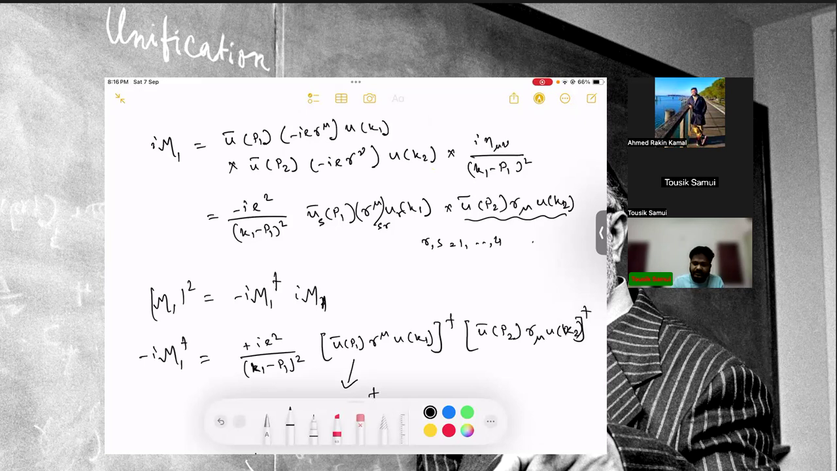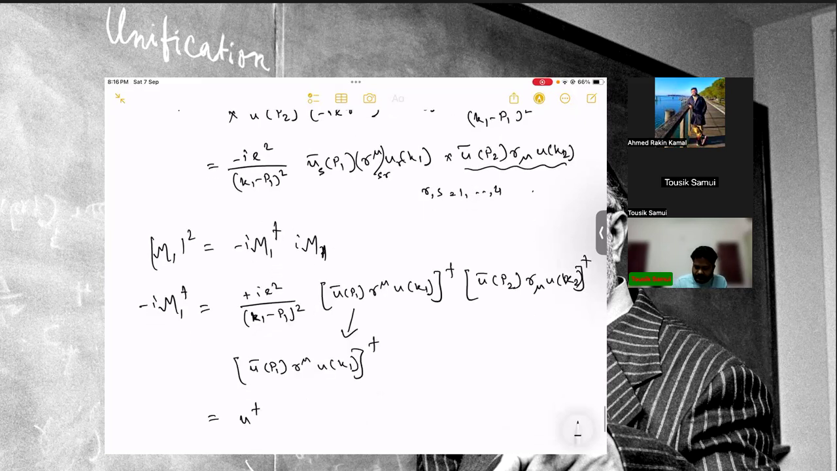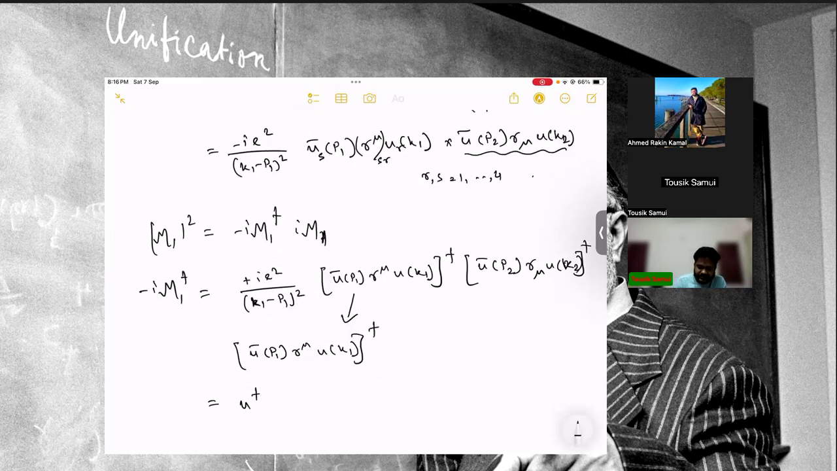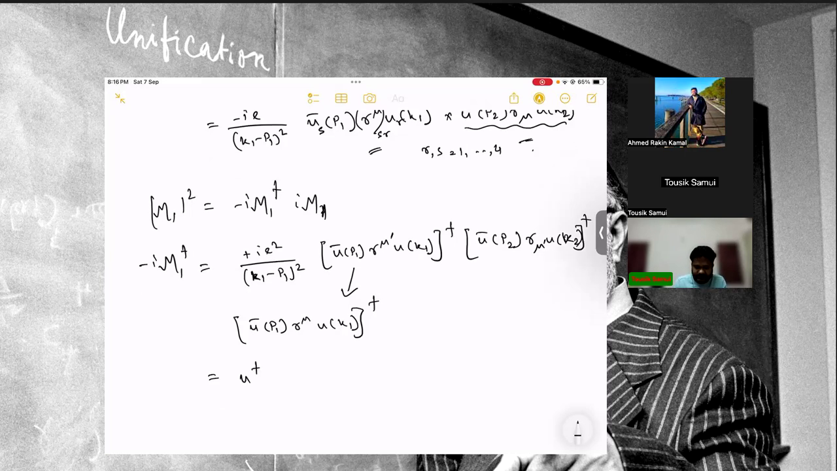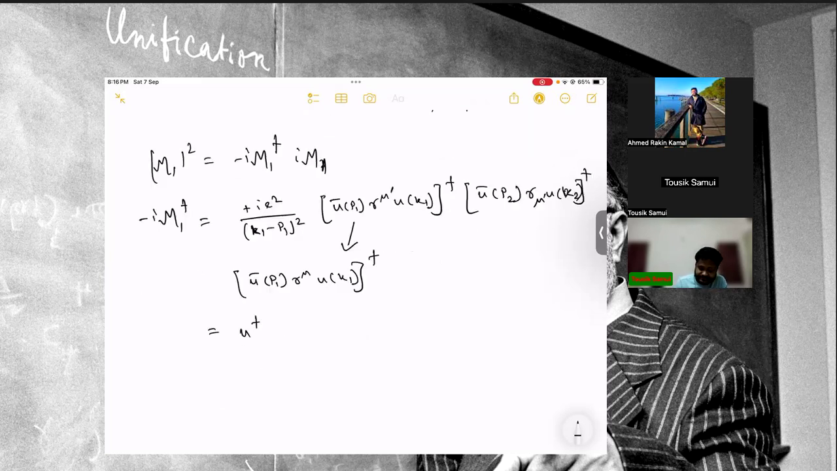Eta mu nu has been contracted out. It is okay. And let me do one more small change. Since mu are contracted, let's say here, let me write it as mu prime, which is a different index from mu. It's just notation. And the repeated indices are summed.